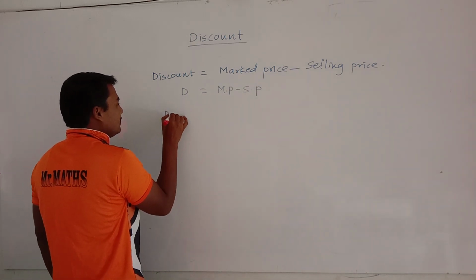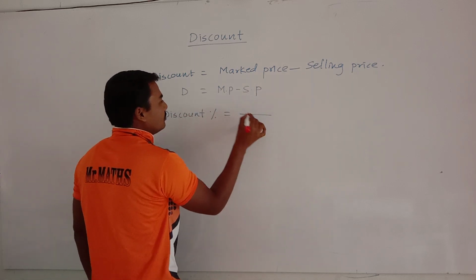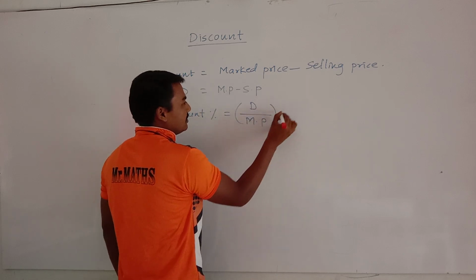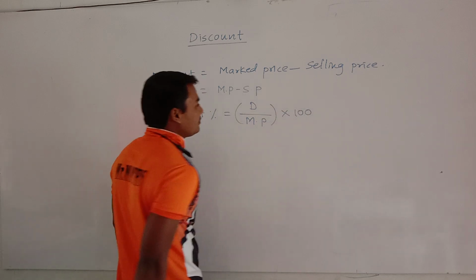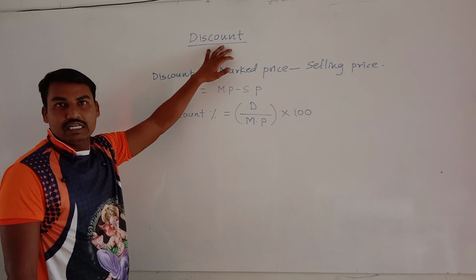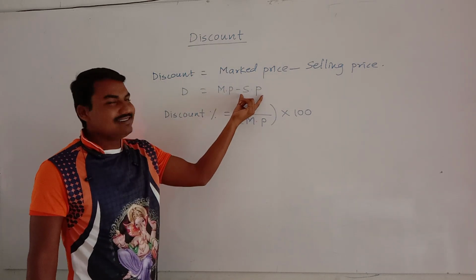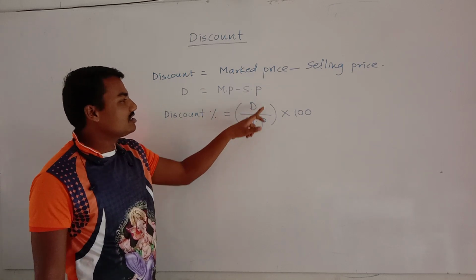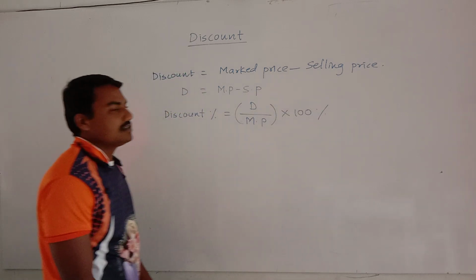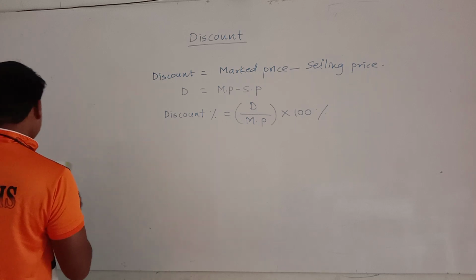And discount percent is equal to discount upon mark price into 100. These are the two very important formulas under discount. Discount is equal to mark price minus selling price, means MP minus SP, and discount percent is equal to discount upon MP into 100. Now the numerical is like that.